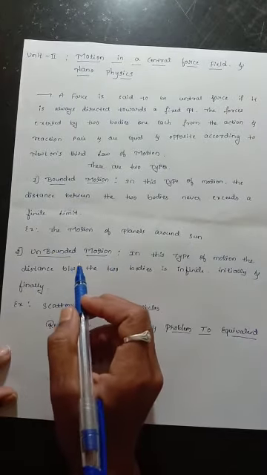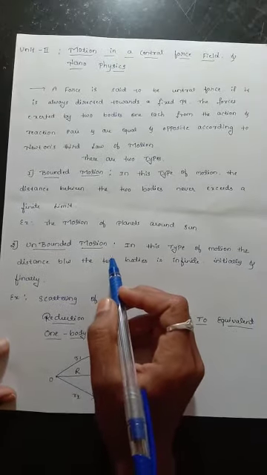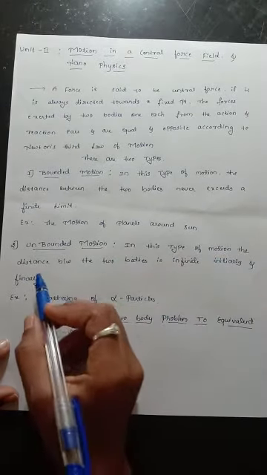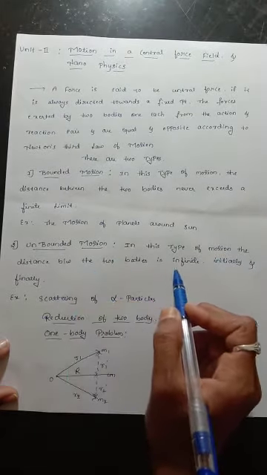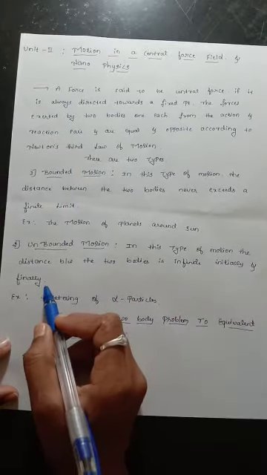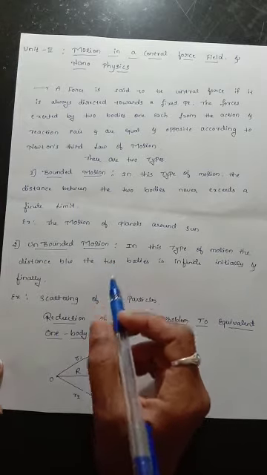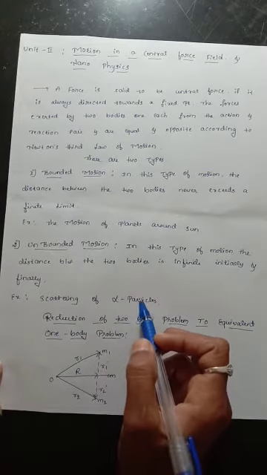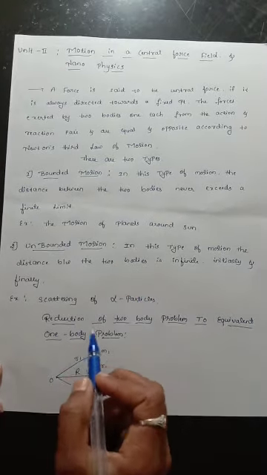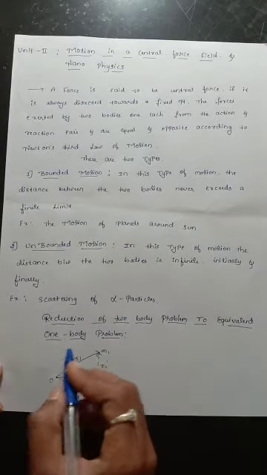The second one is unbounded motion. So what do you mean by unbounded motion? In this type of motion, the distance between the two bodies is infinite initially and finally. This is known as unbounded motion. An example for unbounded motion is the scattering of an alpha particle. Next, reduction of the two body problem to an equivalent one body problem.